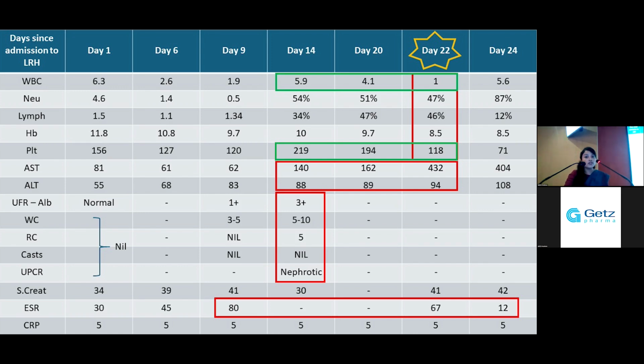Apart from that, you can see here that there's a second drop of all the cell lines following the initial improvement on day 14. As you can see, the WBC count was 5.9 on day 14, and there was a drop again when the patient was referred to us, as well as the platelet count.